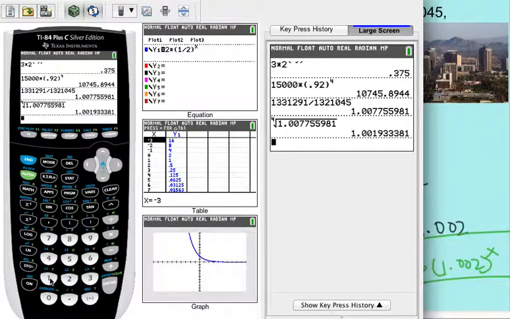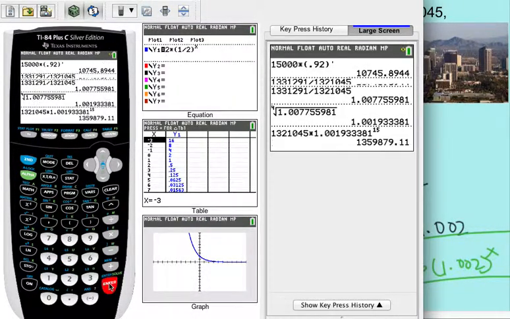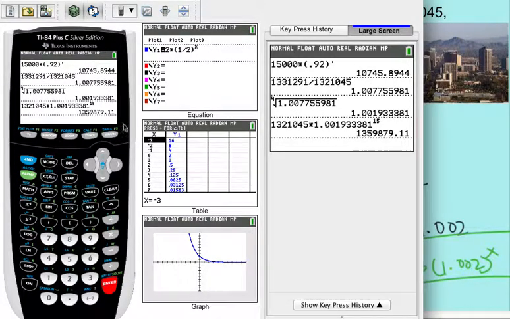So I would type in my a value, 1.321045, times this value to the 15 years later, so to the 15th. And this will give me my population. Okay, so that's using my exact value.